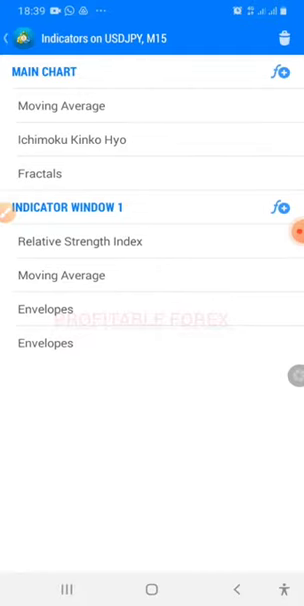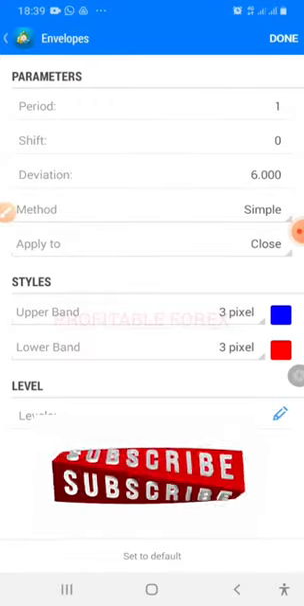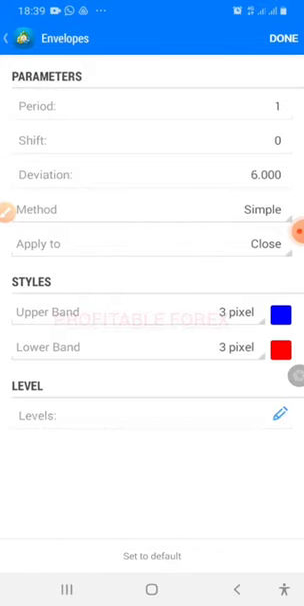Then we have the next indicator, which is our first envelope, which marks out the upper and the lower band. The setting for this first envelope is period 1, shift 0, and the deviation is 6.000. Just screenshot it or write it down somewhere so you don't mess it up. Then method is simple, apply to close. For the style, the upper band is 3 pixel and is blue. The lower band is 3 pixel and is red. Of course, you can use any color of your choice, and then you click on done.